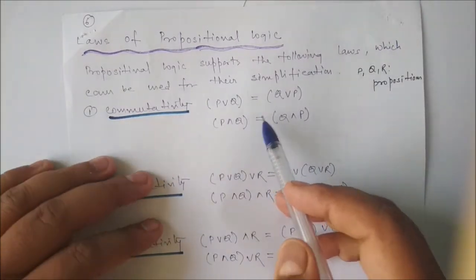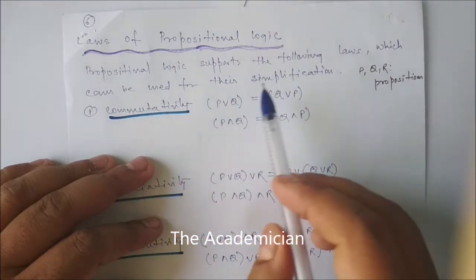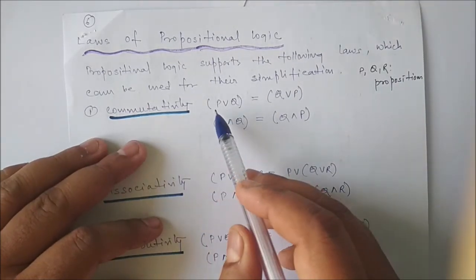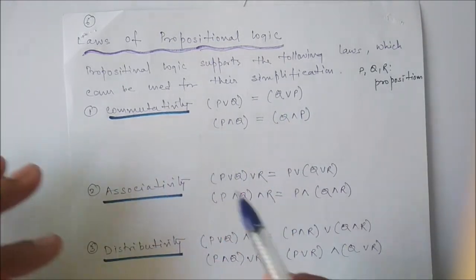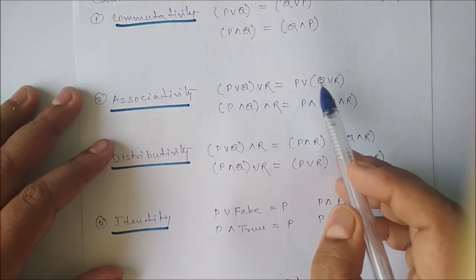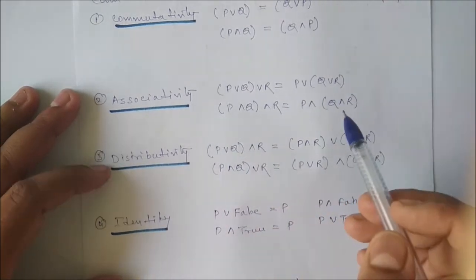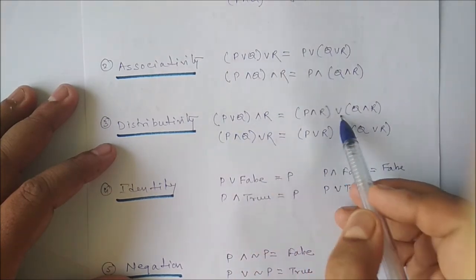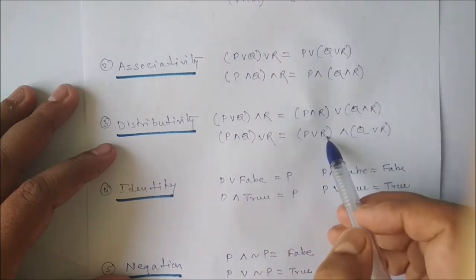Next, laws of propositional logic. Propositional logic supports the following laws, which can be used for simplification. Assume P, Q are propositions. Commutativity: P or Q is equal to Q or P, and P and Q is equal to Q and P. Definitely it's commutative. Associativity: P or Q or R is equal to P or Q or R grouped differently, and likewise for and. Distributivity: P or (Q and R) is equal to (P or Q) and (P or R). Similarly, P and (Q or R) is equal to (P and Q) or (P and R).